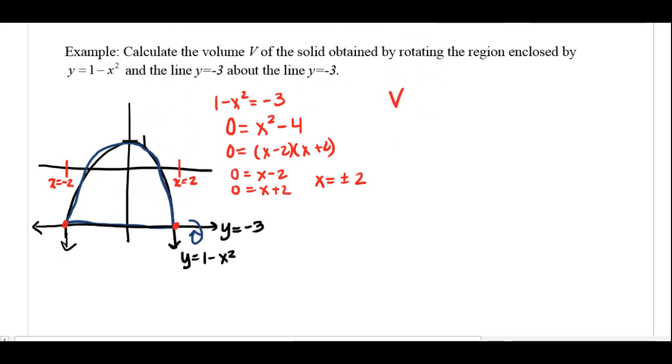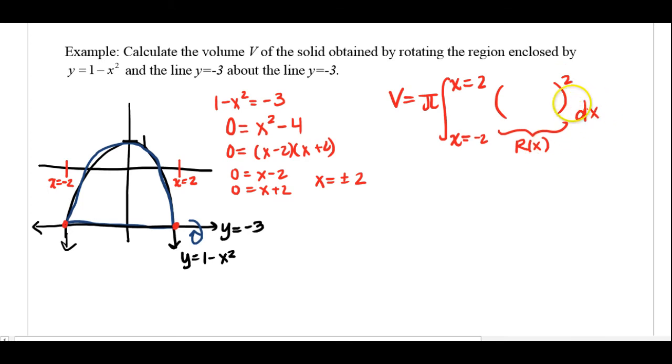So now let's start to set up our volume formula. We have pi times the integral from x equals -2 to x equals 2. All right, and so now what goes right here is my radius. So my radius needs to be a function of x, and that whole quantity is going to need to be squared. And then we're going to have dx. So let's try to draw one of our cross sections here. So I'm going to pick a different color and then draw my cross section.